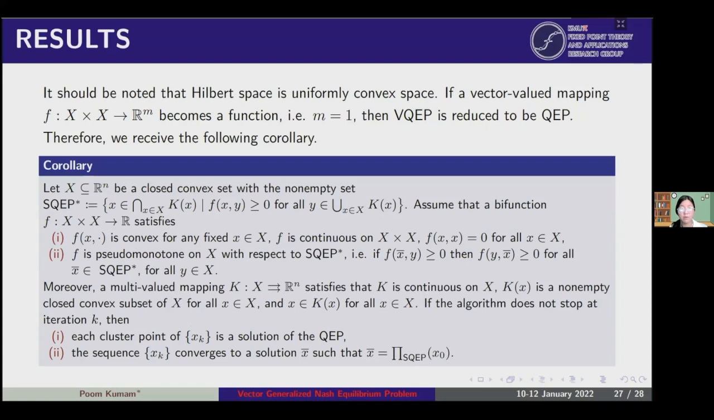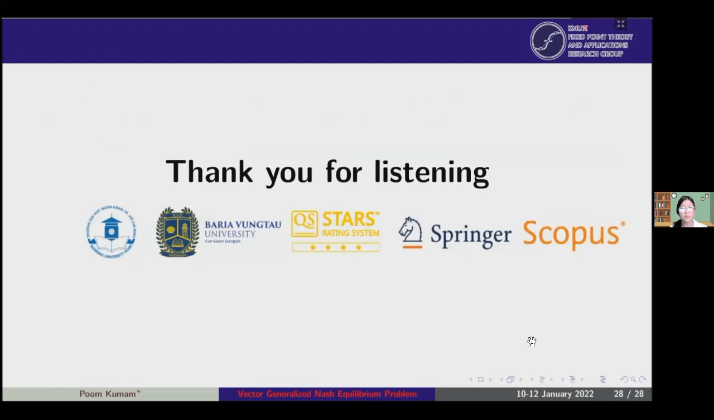From this theorem, the following results hold. If we reduce the space from Banach to Hilbert, because a Hilbert space is a uniformly convex space, and if the vector-valued mapping becomes just a function, that is m equal to 1, then the vector quasi-equilibrium problem reduces to the original quasi-equilibrium problem. The assumptions will also be reduced to just the assumptions here, and then we have the same result, which is here. So thank you for listening.